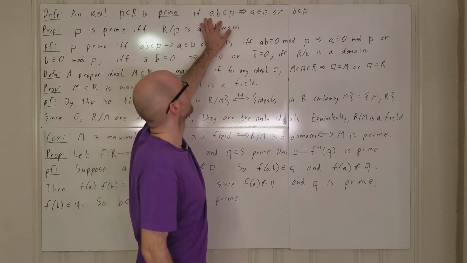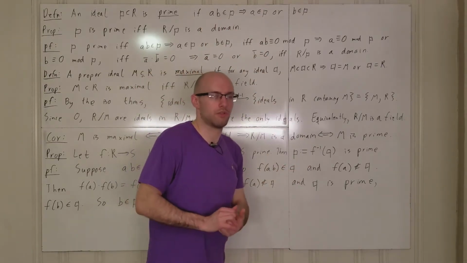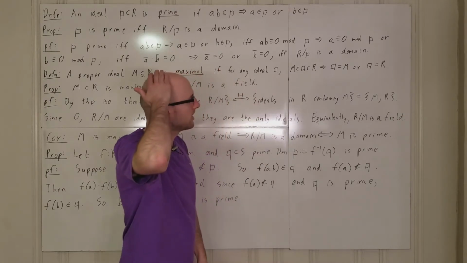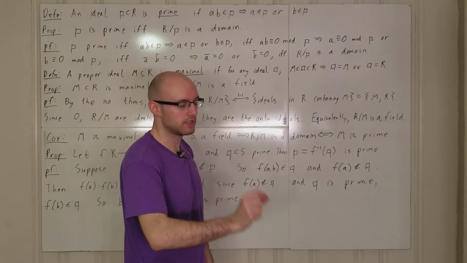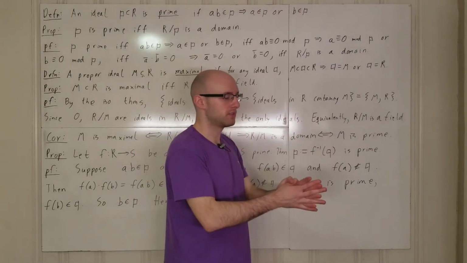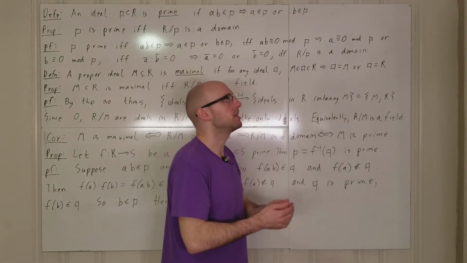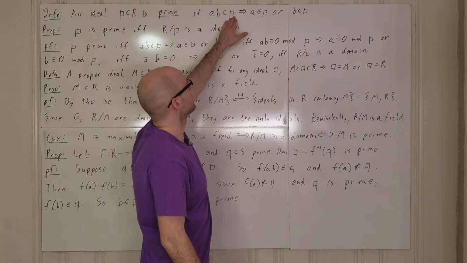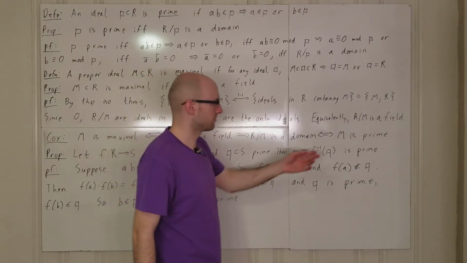And so if you multiply two things together and you get 0, then one of the things had to be 0 because it's a domain. So I think, in fact, in any domain, the zero ideal is prime. Because whenever you take two things multiplied together and you get 0, one of the two things will be 0. I.e., if the product of two things is in the zero ideal, one of them is in the zero ideal. And so the zero ideal is prime.